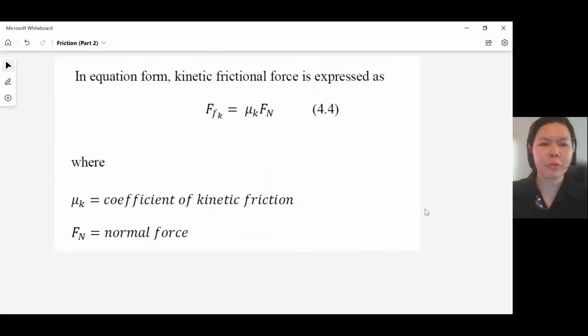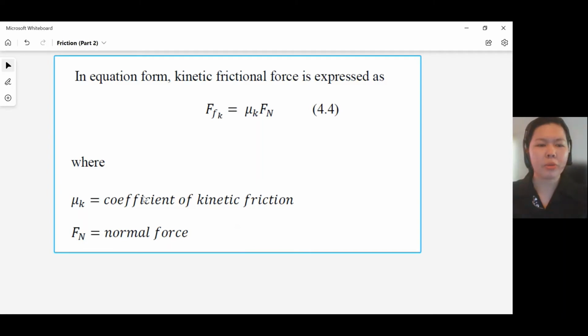In equation form, kinetic friction or kinetic frictional force F sub K is expressed as F sub K equals mu sub K F sub N, where mu sub K is the coefficient of kinetic friction and F sub N is the normal force. So unlike static friction, kinetic friction has only one value.